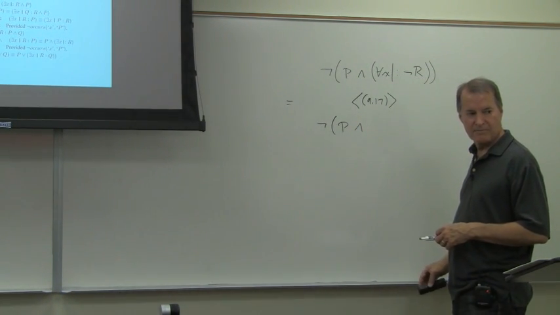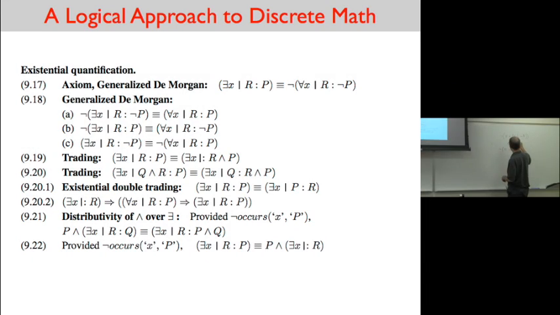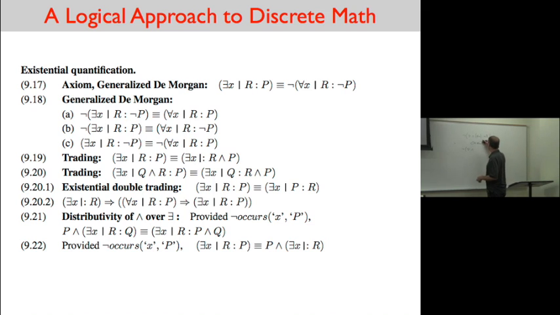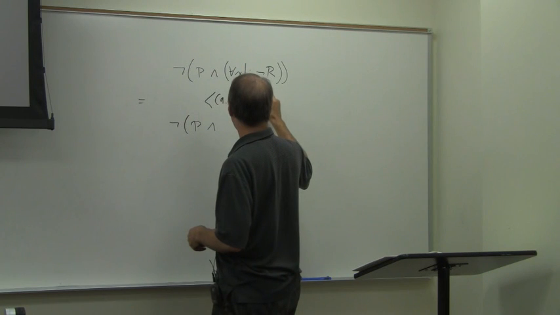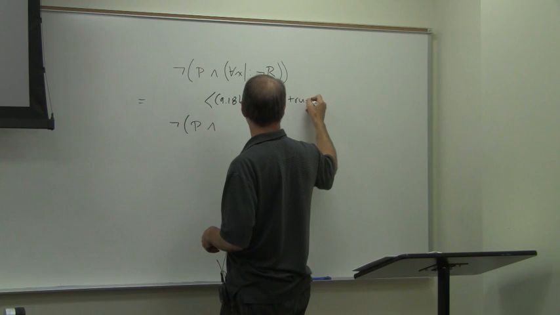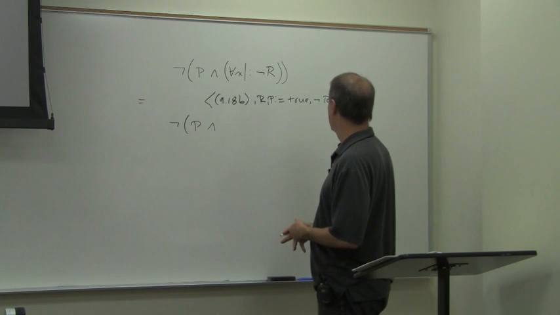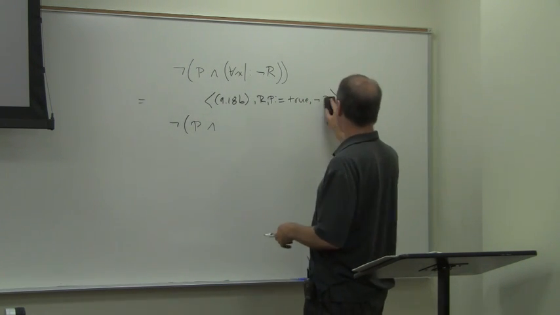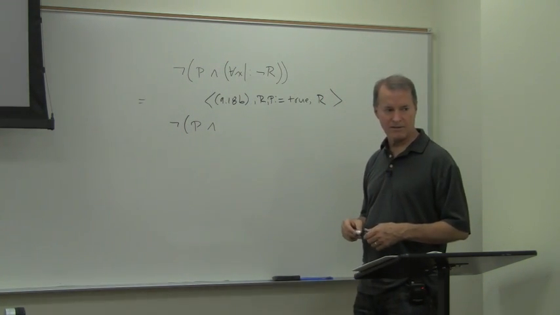Are you with me? Here you would use 9.18b, I think, because 9.18b has for all x range R body not P. So it'd be 9.18b with R replaced by true. Actually with RP... replaced true, not R. Are you with me? No, just true, just R. Oh, sorry, you're right, because the not is there. True, R. Okay, so I think that's what you could do.